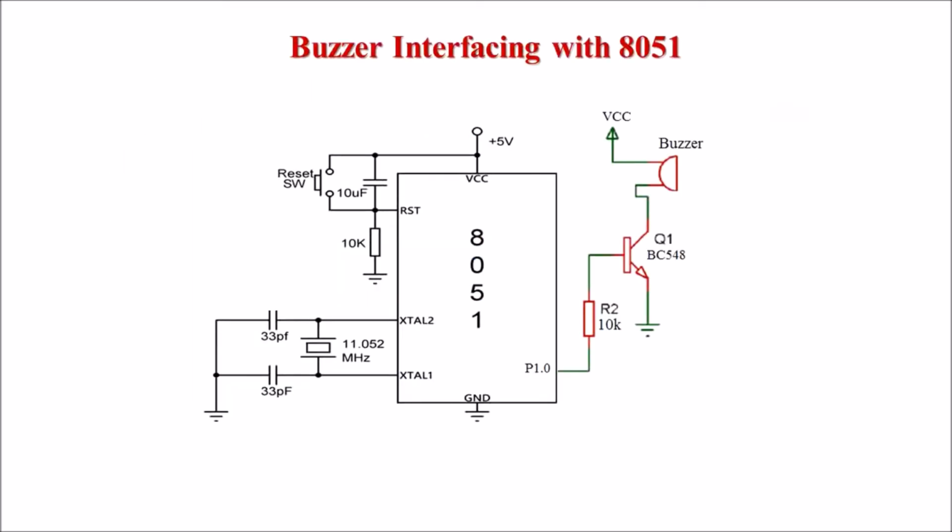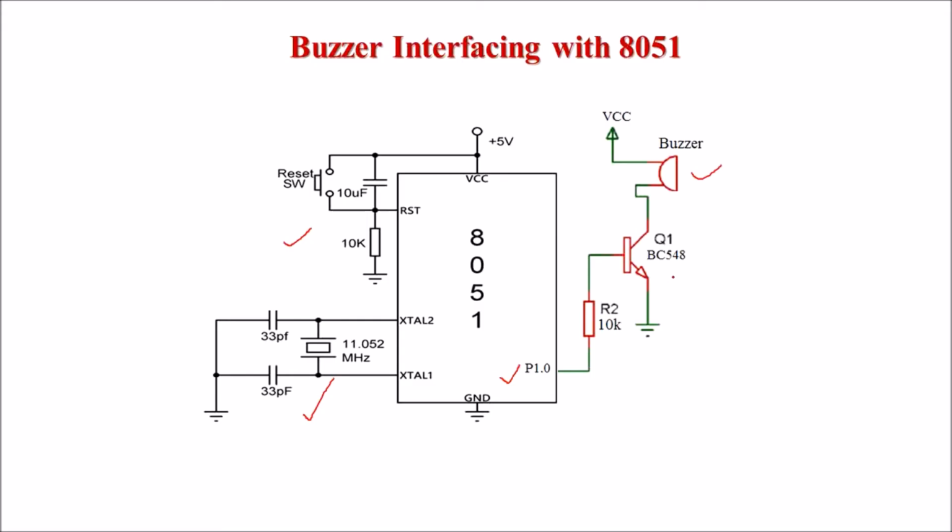This is the interfacing diagram of a buzzer with the 8051 microcontroller. Here the reset circuit is shown, the crystal circuit is shown, and this is the symbol of the buzzer. One terminal of the buzzer is connected to VCC, the positive terminal, and the other terminal is connected to port P1.0 through this transistor.